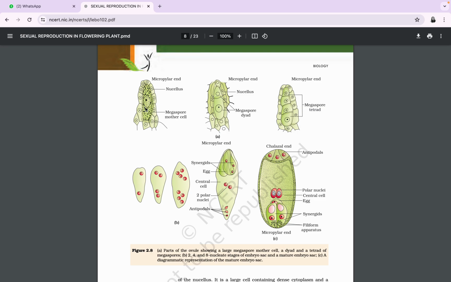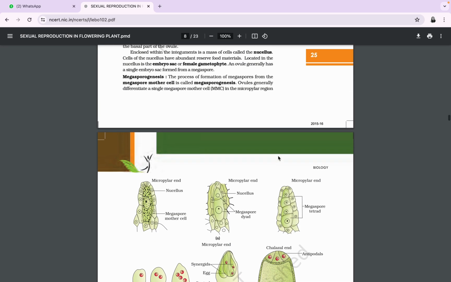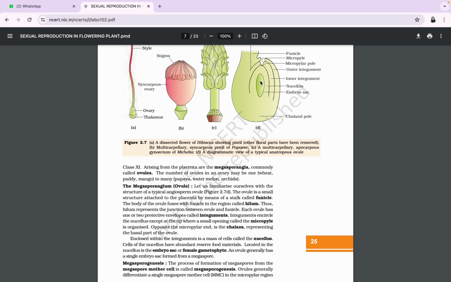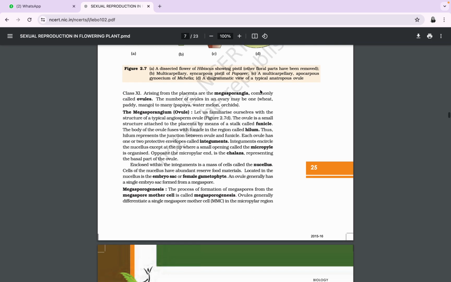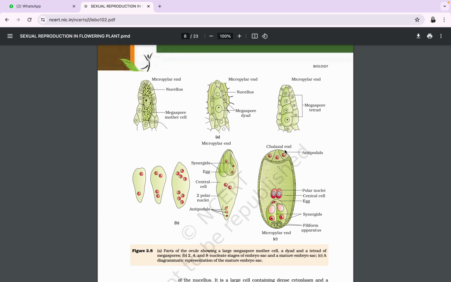Fine. And from that megaspore mother cell, what was formed? The embryo sac. This is the embryo sac that I am talking about inside the ovule where fertilization will take place. So what you can see at the end is a diagram of a matured embryo sac. Fine. So that's all for today. In the next video, we'll talk about double fertilization. Thank you.